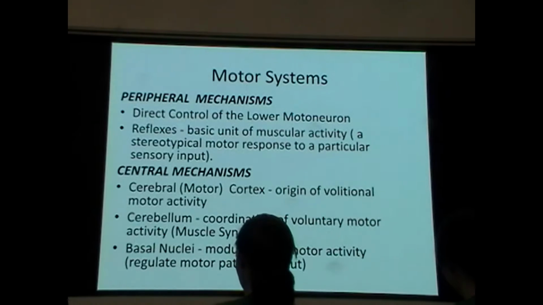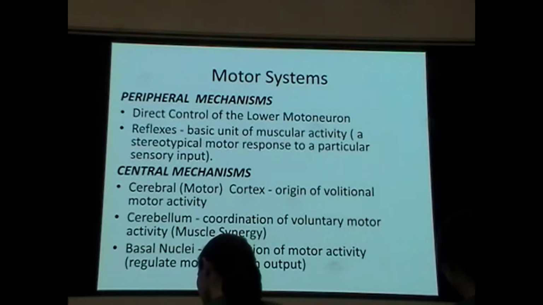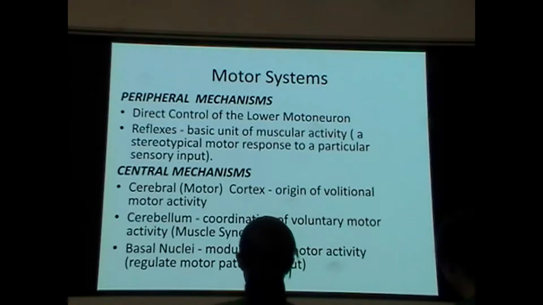Okay. So motor systems, there are peripheral systems that are in control in relationship to skeletal muscle movement in particular. This is direct control of what we refer to as a lower motor neuron. Another name for lower motor neuron is the alpha motor neuron. And the other thing is reflexes. We'll just go over a quick relationship of what a reflex is in just a second. We'll talk more about different kinds of reflexes, once again on Friday.